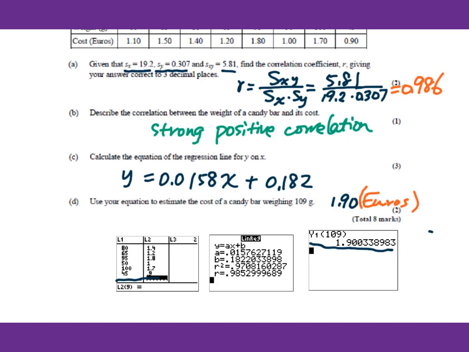Or you can just plug 109 in here, then put it into the calculator. You will get the same answer, 1.90 euros.